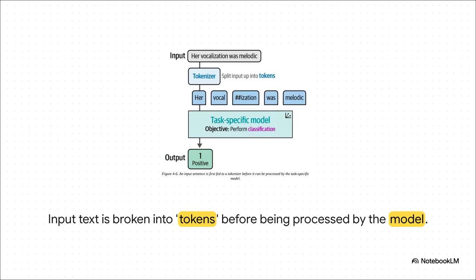Now, this is a really cool detail. Before any of these AIs can read, they have to chop our language up into little pieces they can actually work with. These pieces are called tokens. You can see here how the word vocalization gets split into vocal and ##ization. It's a clever trick that lets the model understand pretty much any word, even ones it's never seen before.